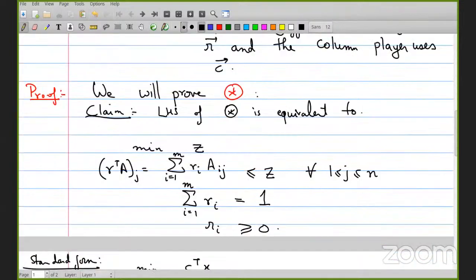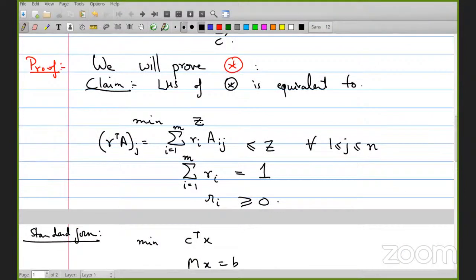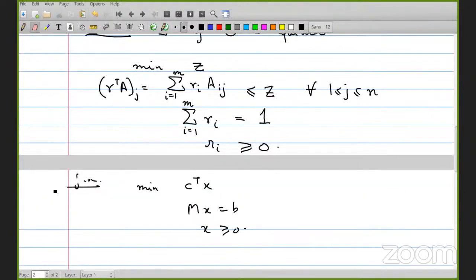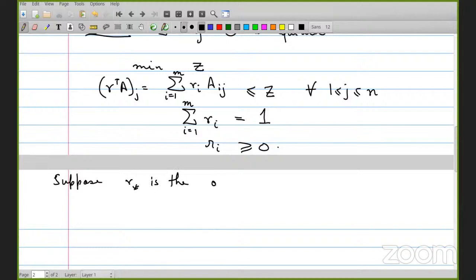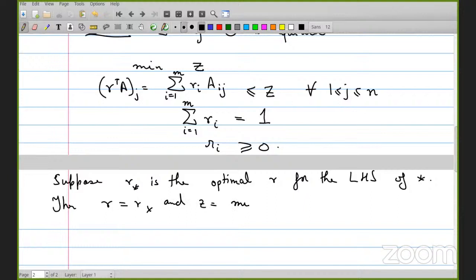It's simple, but let's just check it. There are two things to check. Firstly, suppose R star is the optimal R for the left hand side of star. Then taking r to be equal to r star, and z to be equal to the minimum over j, 1 is less than j less than n, of the jth entry of r star transpose A, is a feasible solution.